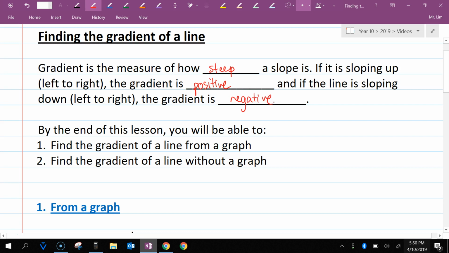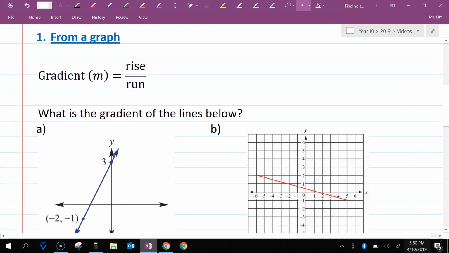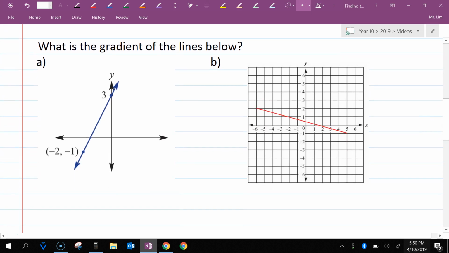So by the end of this lesson, you'll be able to do these two things: find the gradient of a line from a graph and without a graph. So let's have a look at the first one, from a graph. The formula that we use to work out gradient using a graph is gradient, or m, is equal to rise over run. So let's have a look at each of these graphs. What is the gradient of the lines below?